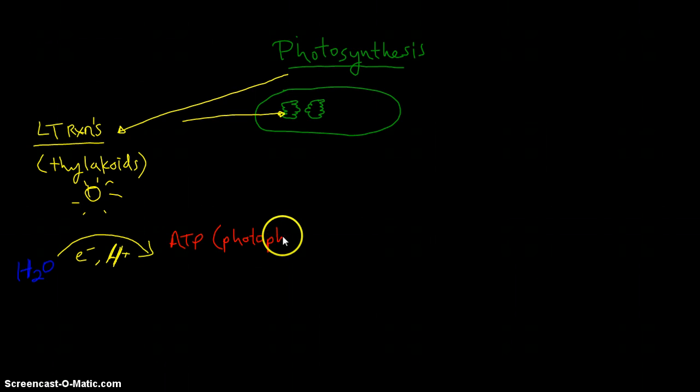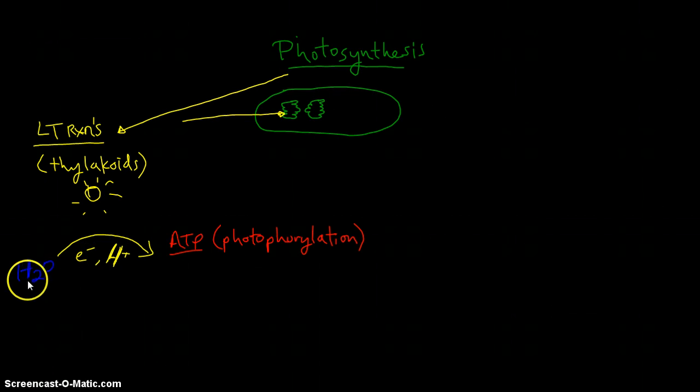Now remember that to phosphorylate means to add phosphate, and photophosphorylation means that energy from light is used to add phosphate to ADP to make the energy currency of ATP.